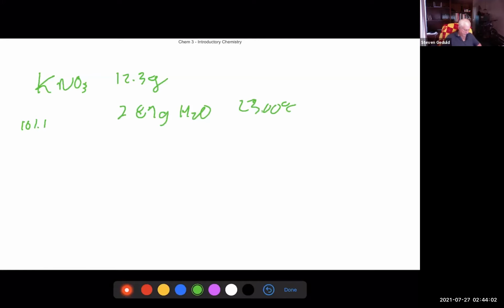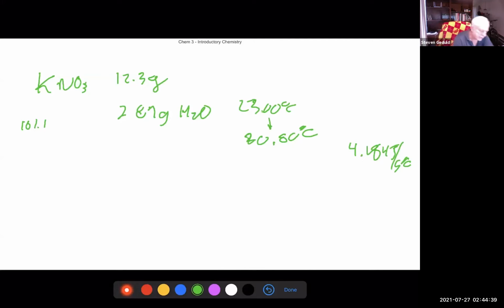Okay. The temperature of the resulting solution decreases to 20.8. It goes from 23 to 20.8. Okay. Assume that the resulting solution has the same specific heat as water, 4.184 joules per gram degree centigrade, and that there is negligible heat loss to the surroundings. How much heat was released by the solution?